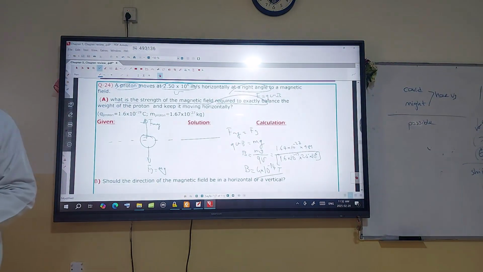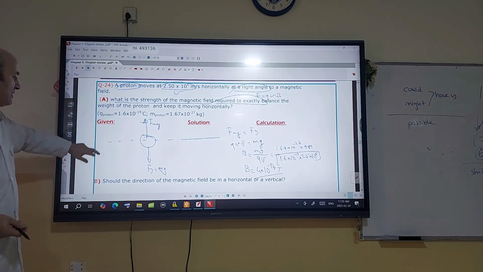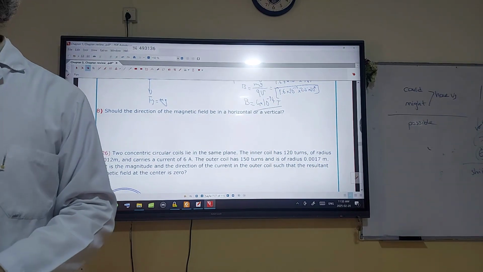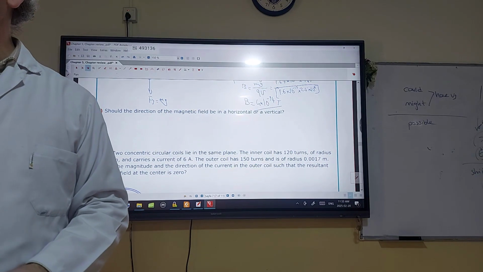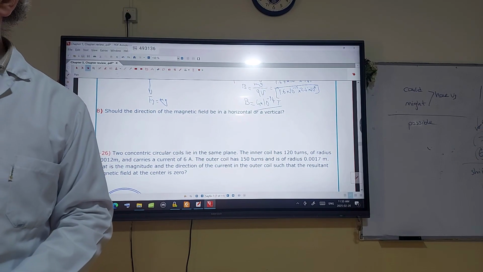What about magnetic field direction? In which direction should it be? Here direction is not given. It must be horizontal. The force is vertical, so the next question is about that. If the force is vertical, magnetic field should be horizontal, because force is perpendicular to magnetic field all the time. So question B talks about that. Should the direction of the magnetic field be horizontal or vertical? Force and magnetic field can never be in the same direction. They are always perpendicular to each other. Because force is vertical, magnetic field should be horizontal.